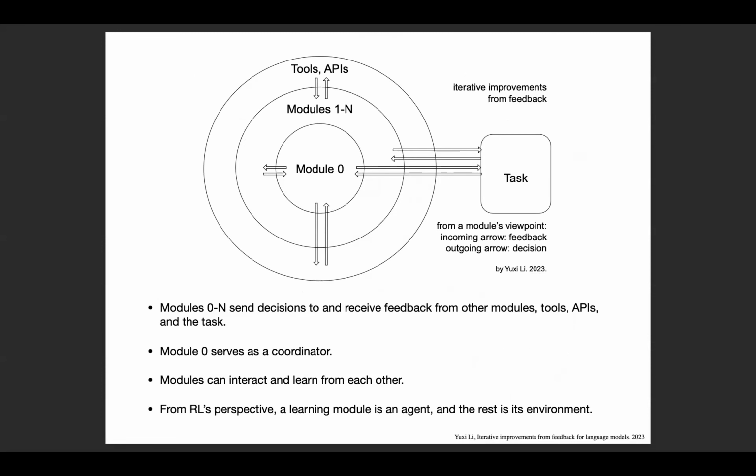Okay, so this is something I want to propose. We have module 0 as a coordinator, and we have N modules. They work together, coordinated by module 0, and also with the tools and APIs, they work together to achieve some task. Basically, I want to say the current language-model-centered way is not perfect, so we need to think about something more to have better results.